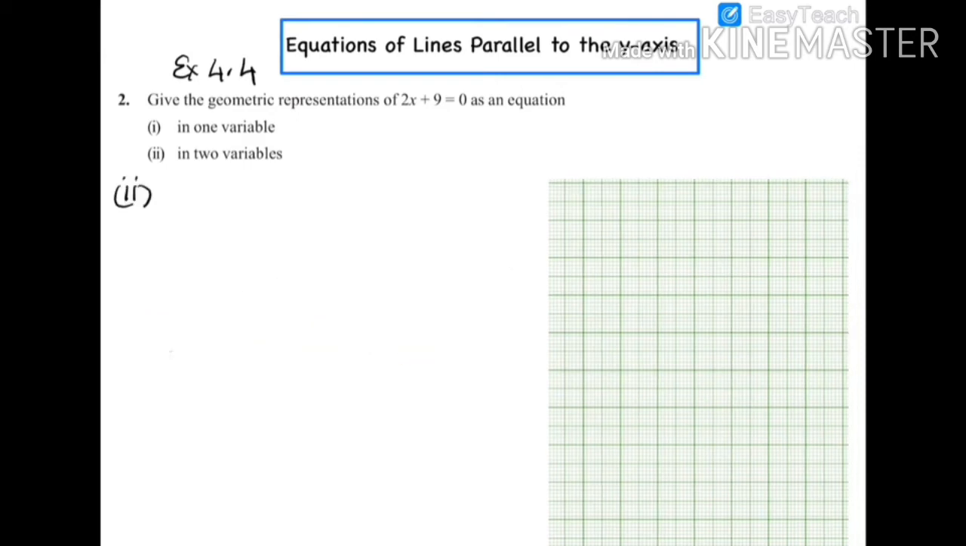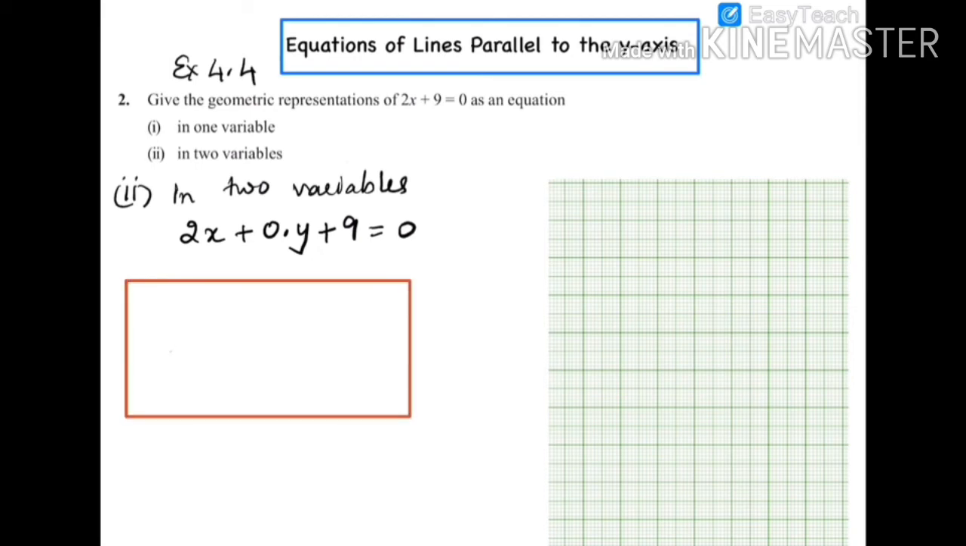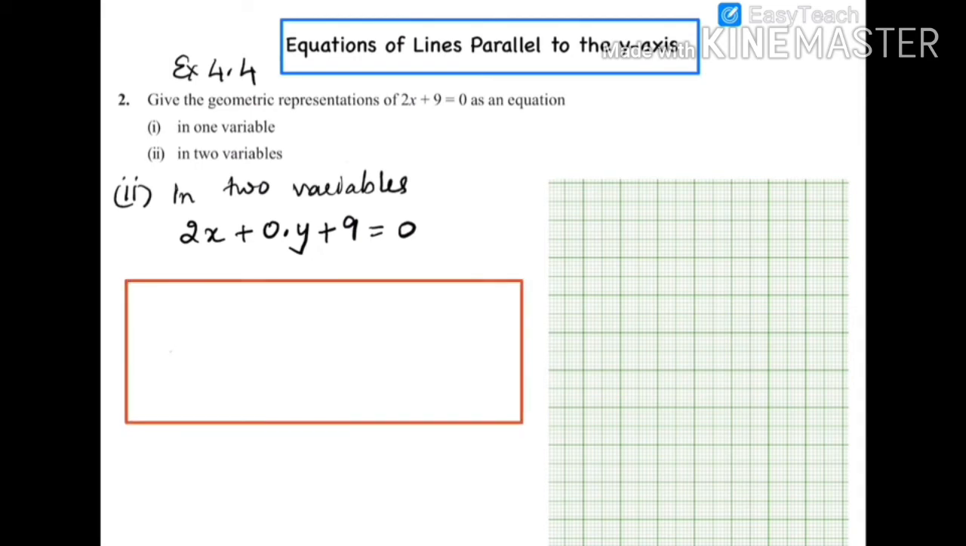Now we will represent this equation as an equation in two variables. Since the y term is 0, we can write this equation as 2 times x + 0 into y + 9 = 0. Since this equation is a linear equation in two variables, it will have infinite solutions. Let's find a few solutions so that we can plot on the graph and represent this equation.